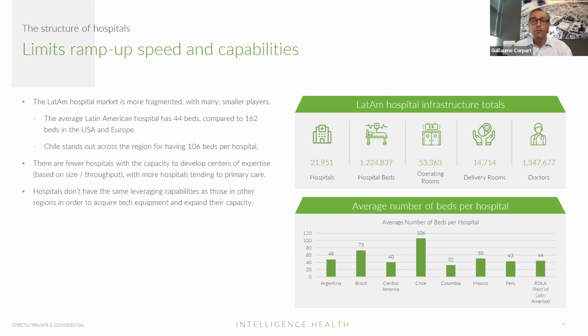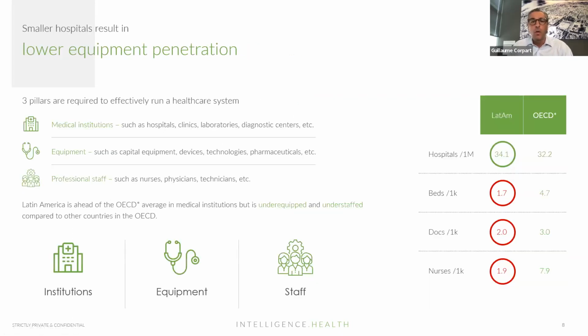Now, Abel, if we could go to the next slide, please. When we look at health systems on a global basis, we see that there's really 3 pillars that enable health systems to thrive within their countries. The first of which is the number of institutions. And here we're talking about hospitals and clinics and labs and diagnostic centers and all the other type of medical institution that there's out there.